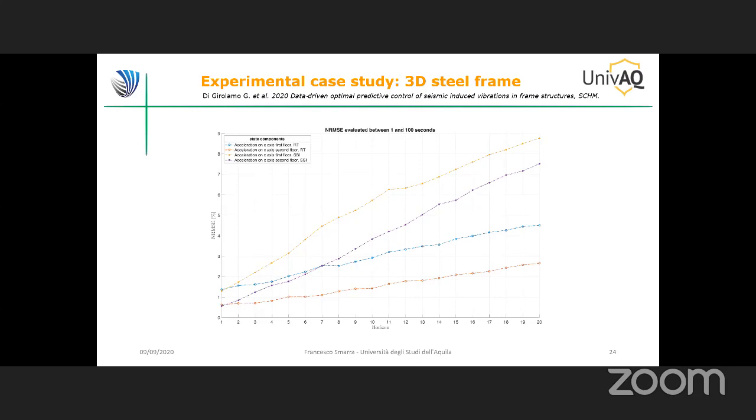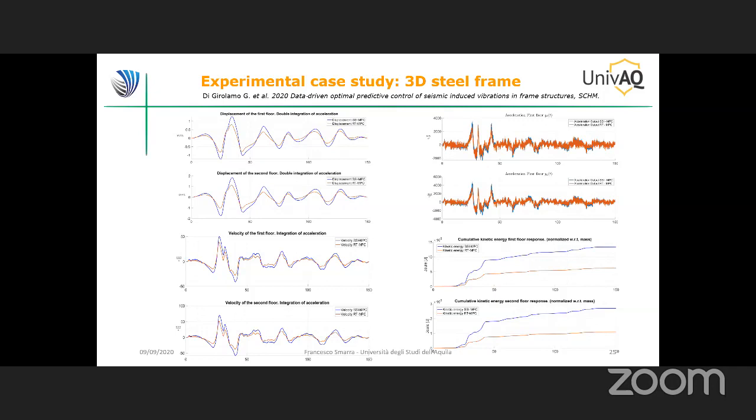Improvement that we found also in terms of control performance. In fact, on the left, you can see the plots of the displacement and the velocity of the first two floors of the structure. And the red line represents basically the displacement and velocity due to the control via regression trees. And you can see that it is tighter than the blue line that corresponds to the SSI-based controller.